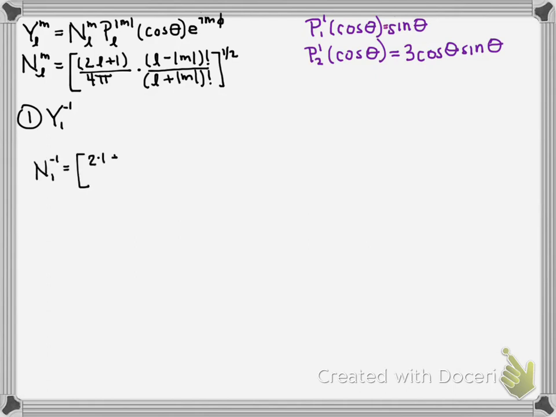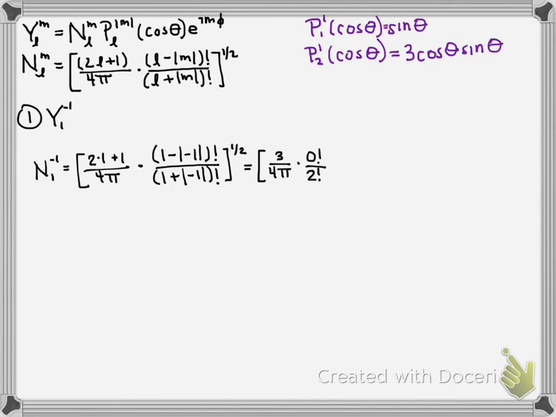So we've got L is 1, m is negative 1. If we plug those in, we're going to end up with 2 times 1 plus 1 over 4 pi times (1 minus 1) factorial, or 0 factorial, over (1 plus 1) factorial, or 2 factorial. So remember, factorials are whatever number you have times the number below all the way down to 1. 0 factorial is always defined as 1. So we have 3 over 4 pi times 1 over 2, to the 1/2, or we could write that as the square root of 3 over 8 pi.